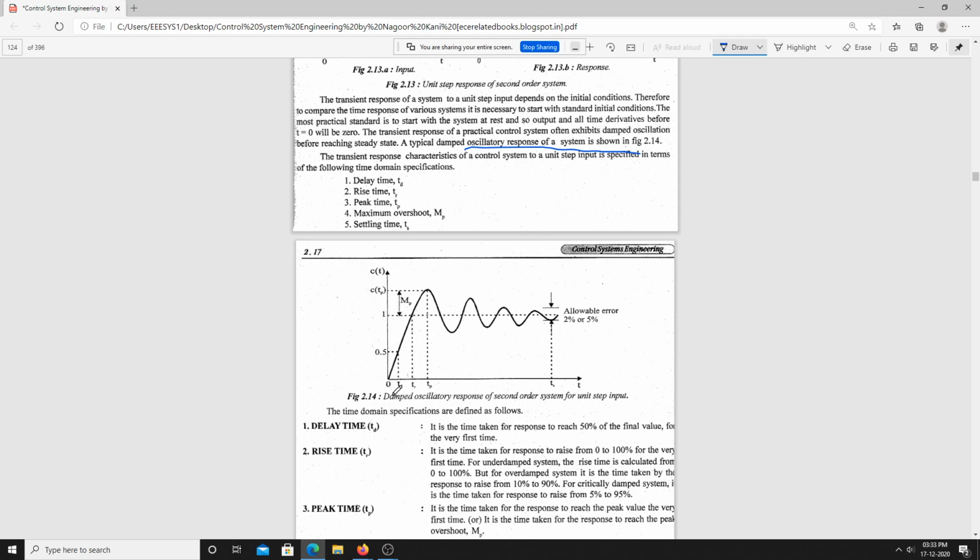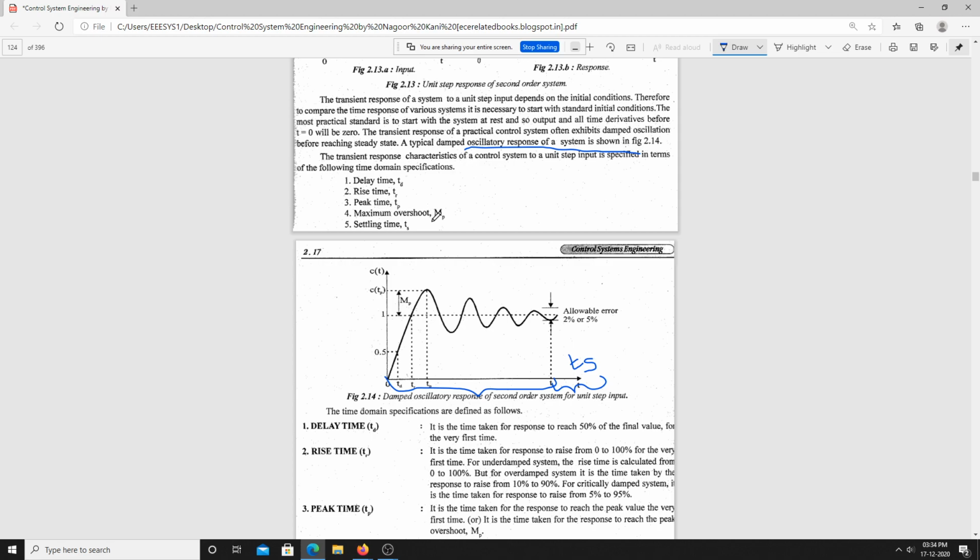What do you mean by the transient response? The transient response is nothing but the time taken by the response to reach from the initial value to its steady state value. So this particular part we are calling the transient response. Is it clear? Once the transient response has died out, what remains is the steady state response, and this part is the transient response.